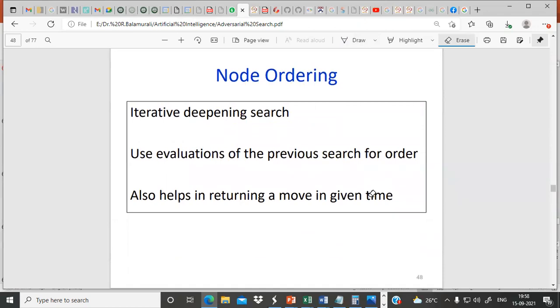Fine. So how can we perform node ordering? One of the easiest methods to perform node ordering is to use iterative deepening search. We have learned about iterative deepening search. Using it, we gradually increase the depth. Initially we set the depth as 0, then 1, 2, and so forth. When the depth is 1, you will find the node which is more promising. Now explore only that path.